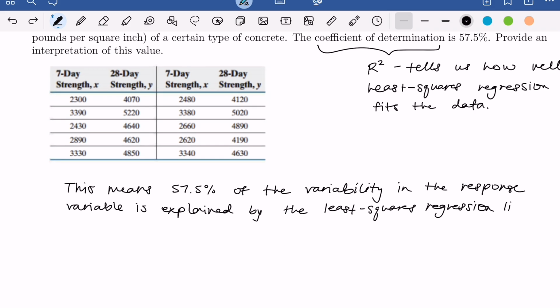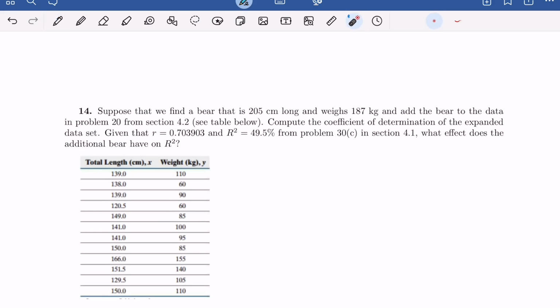All right, so that's it for this question. We just wanted an interpretation of that value there. Now, for the next example in this section, we're going to be working off of a problem from section 4.2 and from 4.1. So we have this table here, which represents the total length and weight of bears.